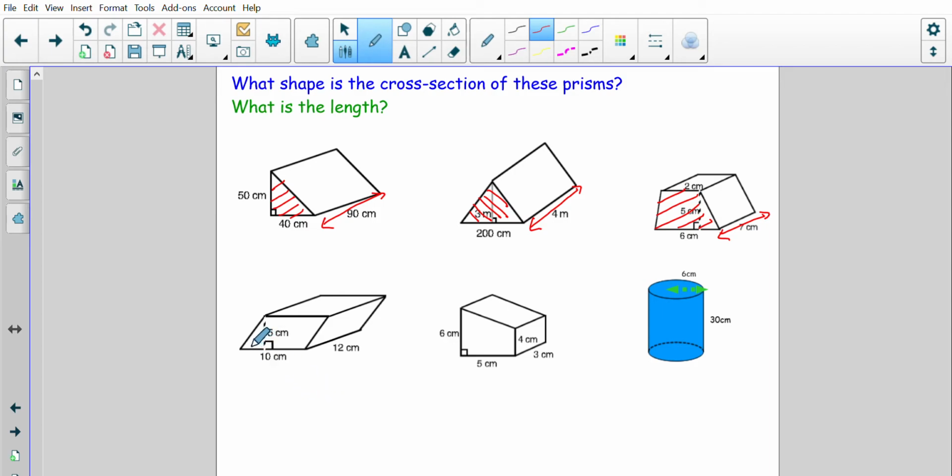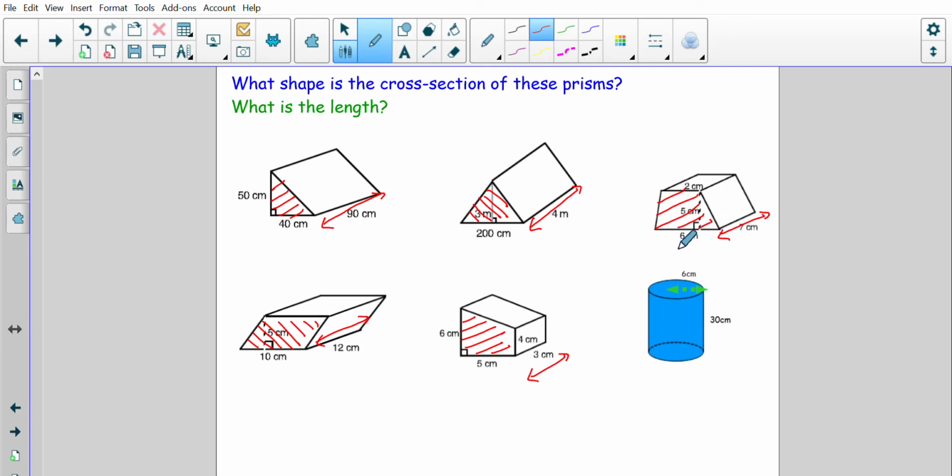Moving on, again, we've got a different cross section here. This is a parallelogram. So we could work out the area of the parallelogram. Remember, that's just the base times the height, so the 10 times the 5, and then we'd multiply it by the length, which is 12. This one here, it's a bit more tricky to spot, but this is also a trapezium. It just so happens that the parallel sides are vertical instead of horizontal, so we'd get the area of that trapezium. There's our cross section, and there's our length, 3 centimeters.